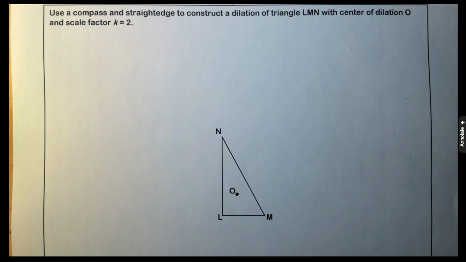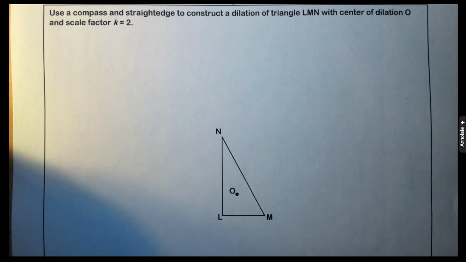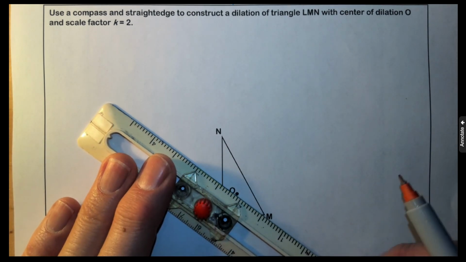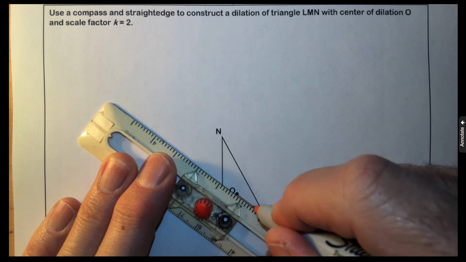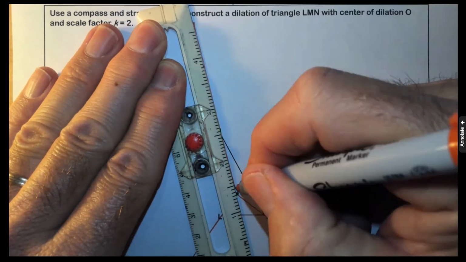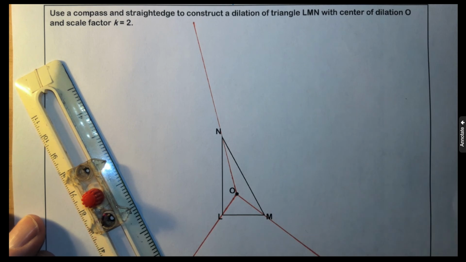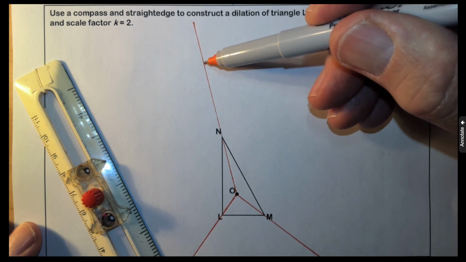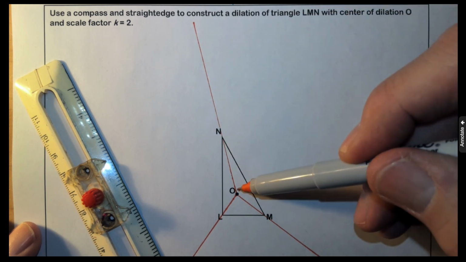Use a compass and straight edge to construct a dilation of triangle LMN with a center of dilation O and a scale factor k equals 2. So now our center of dilation is inside of our triangle. So I'm going to start by drawing 3 rays. And to begin with, I'm going to find point N prime. So the distance from O to N prime needs to be twice the distance from O to N.